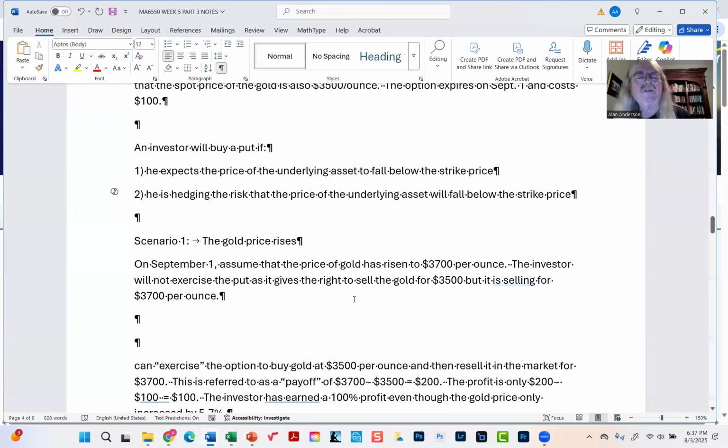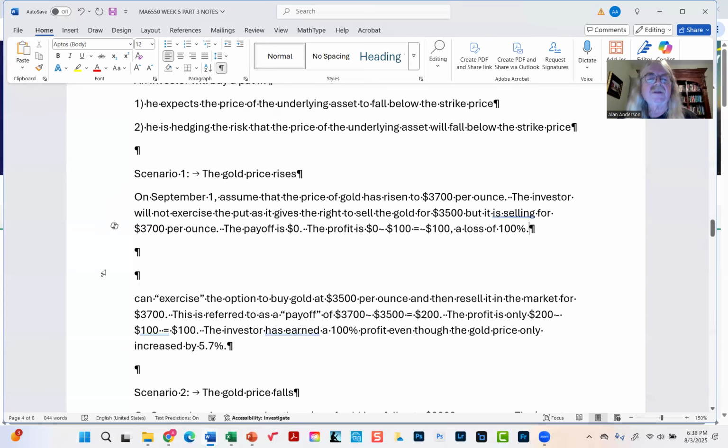All right, so in scenario one, the payoff is zero. The profit is zero minus 100, because remember, we paid that much for the put. A loss of 100%, but that's as bad as it can get. Scenario two is the opposite.